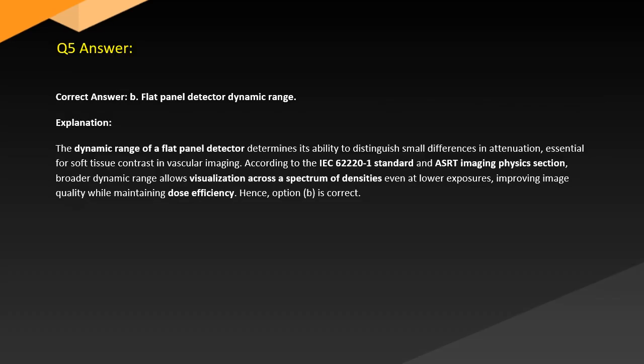Answer. Correct answer: B. Flat panel detector dynamic range. Explanation. The dynamic range of a flat panel detector determines its ability to distinguish small differences in attenuation, essential for soft tissue contrast in vascular imaging. According to the IEC 62220-1 standard and imaging physics section, broader dynamic range allows visualization across a spectrum of densities even at lower exposures, improving image quality while maintaining dose efficiency. Hence, option B is correct.